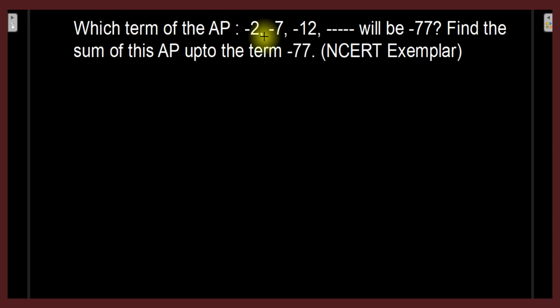And the question is on the screen: which term of the AP minus 2, minus 7, minus 12 will be minus 77, and find the sum of this AP up to the term minus 77. Friends, here you have to find which will be the term that will be minus 77 in this given arithmetic progression. Whether it will be the 5th term, or the 10th term, or the 8th term that is minus 77, that we have to find. And then we have to find the sum of this AP up to minus 77.